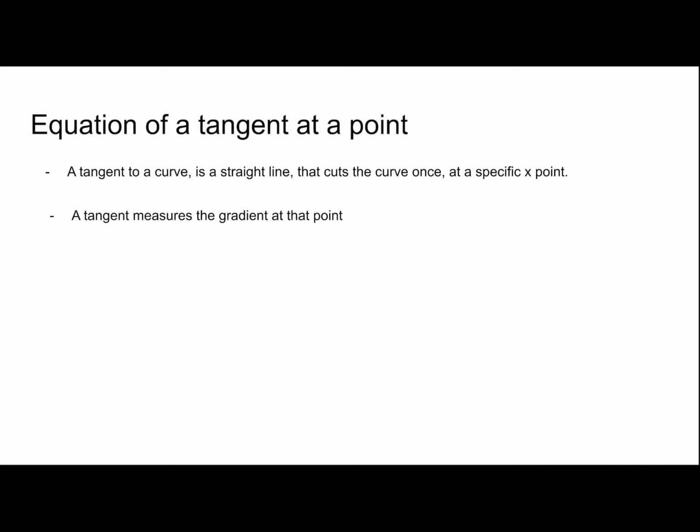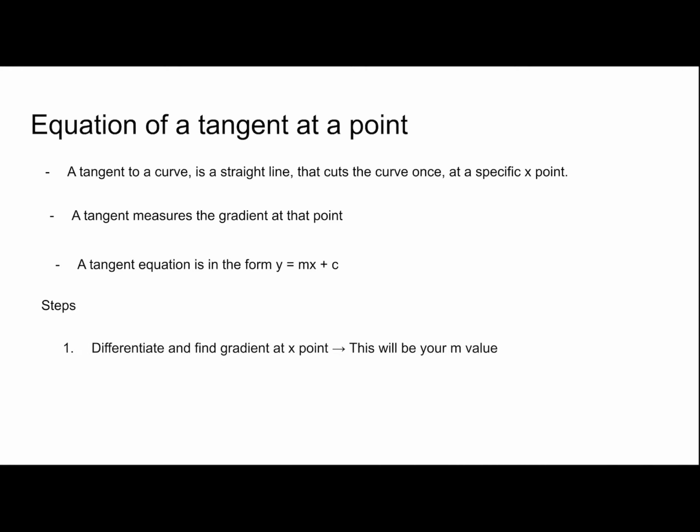So basically, if I draw a line on a parabola and it touches the parabola once, it's basically measuring the gradient of that parabola at that point. The tangent equation is a straight line. Okay, a tangent is a straight line, so it's in the form y equals mx plus c.